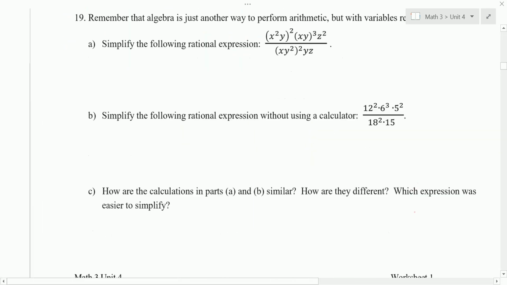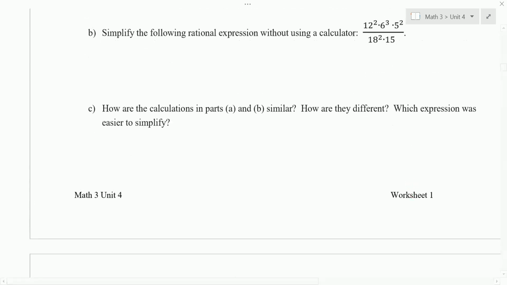And that's all we're going to go over from Worksheet 1.